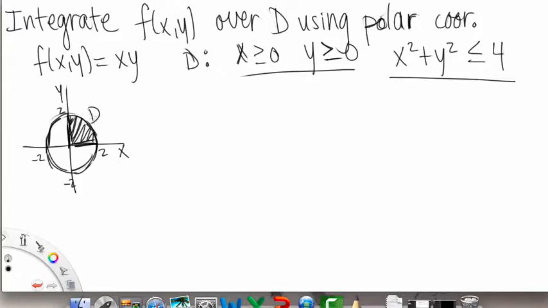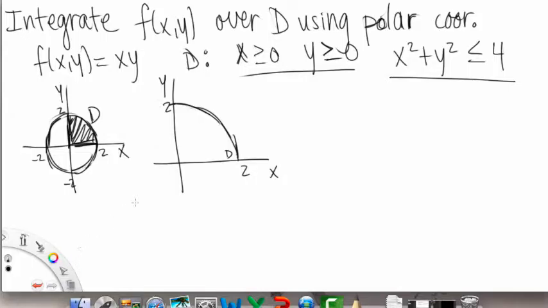So the shaded region is our D, and I'll enlarge it a little bit so we can study it more carefully. It looks like this, and it crosses through 2 on both of the axes. So that's our domain right there.